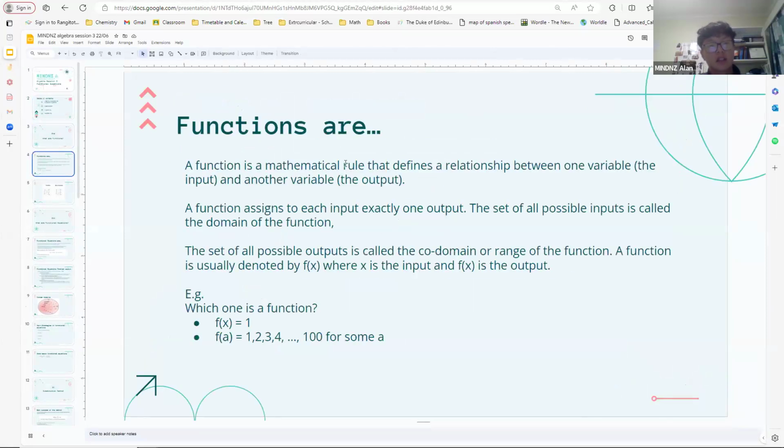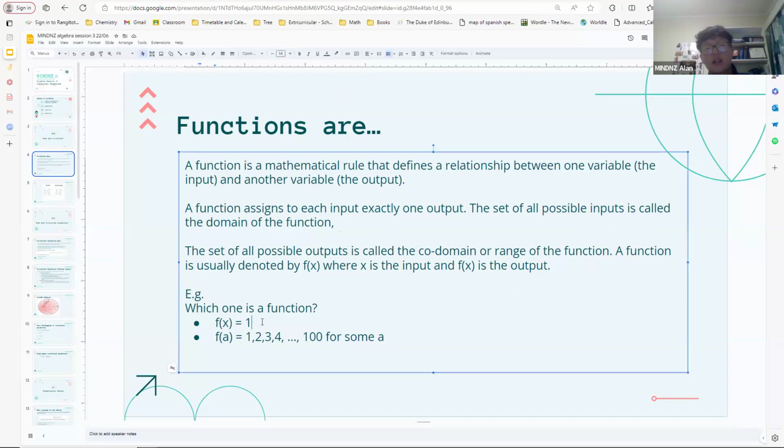So what are functions? Functions are basically a rule that defines a relationship between an input and an output. You could think of it as a machine where you put in a number and then it will give out a number. The set of all possible inputs is called the domain of a function, and the set of all possible outputs is called the codomain or the range of a function. A function is usually denoted by f of x, but it can also be g of x, h of x, a of x, etc.